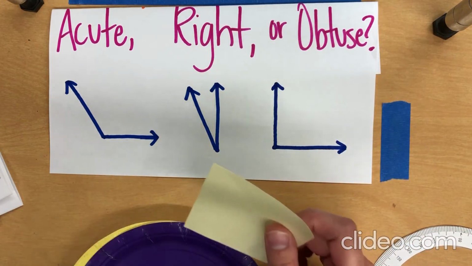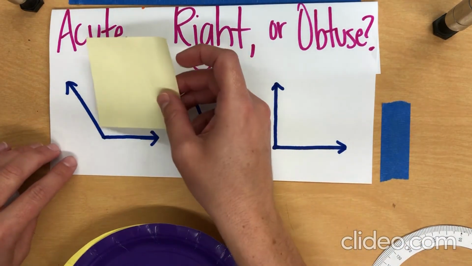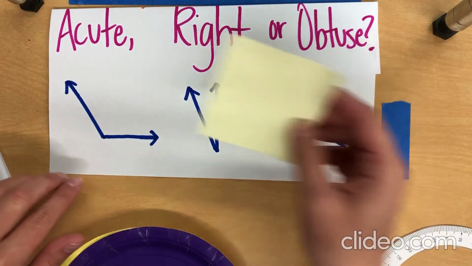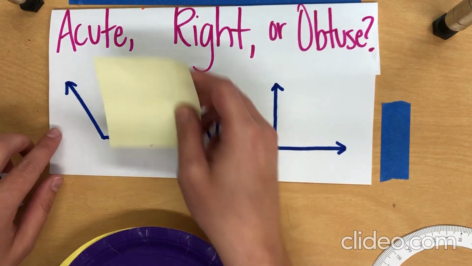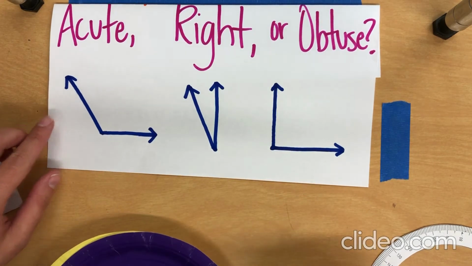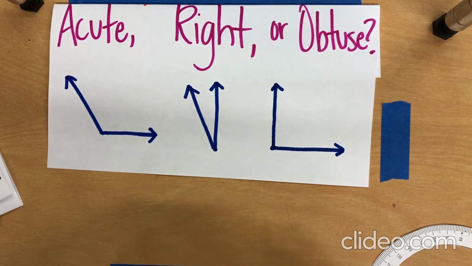And then let's look at this last angle. If we look at it, we see that it opens more. It opens more than the right angle. So it would be an obtuse angle. Its measure is greater than 90 degrees. So I want you to think about that. You should already know that. We've talked about that a lot this year.